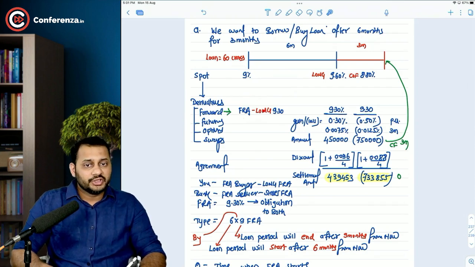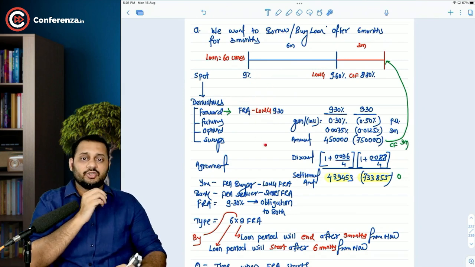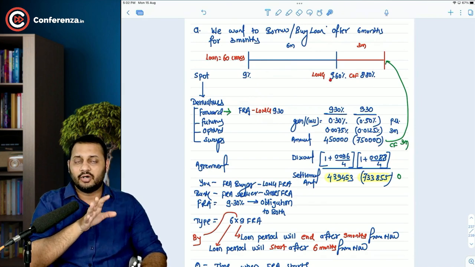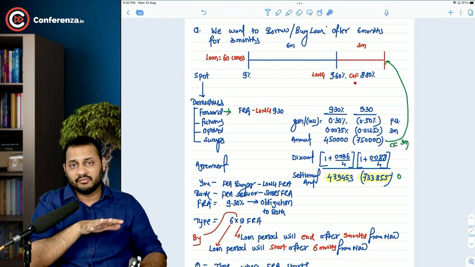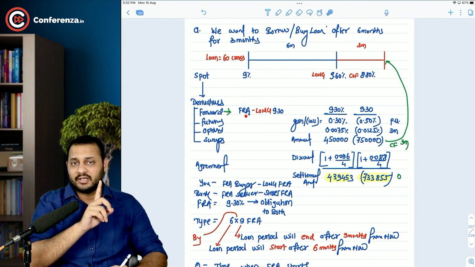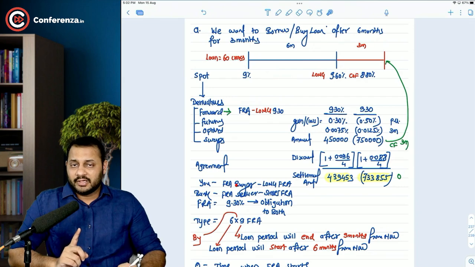So we took a long position, and in that we fixed that 9.30% will be the interest rate that will have to be paid by me, because I am the borrower in any case. So now I'm not worried about the spot rate after 6 months. It can go up, it can go down, it can go anywhere. My interest rate is fixed at 9.30%. This entire agreement is called a forward rate agreement. Understand the logic. In this agreement, I am the FRA buyer.